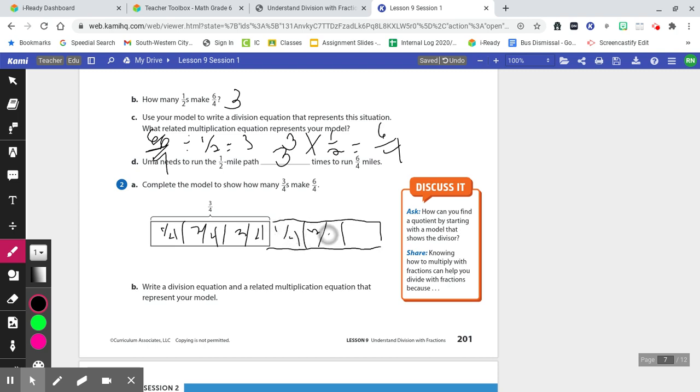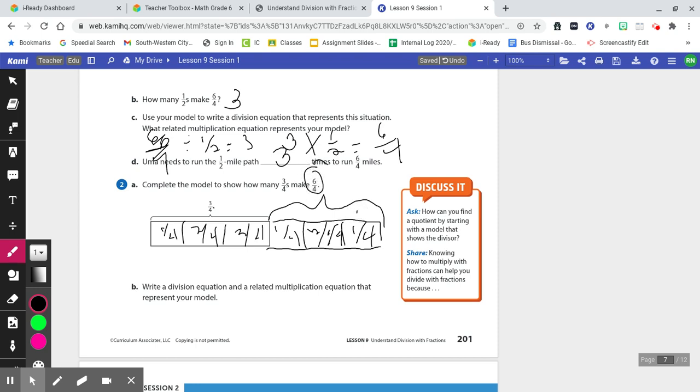I'm sorry, yeah. 1/4, 1/4. This is so messy. So how many 3/4 do I have? I think that one's pretty simple. I have one 3/4 and another 3/4, which gives me 6/4.